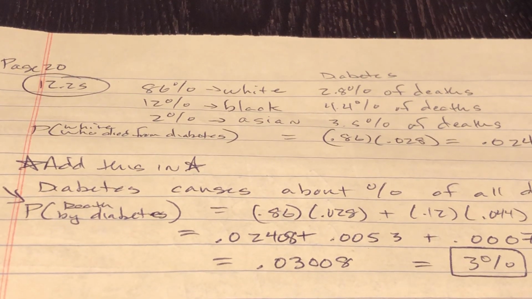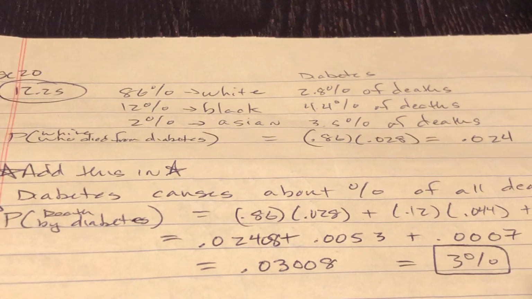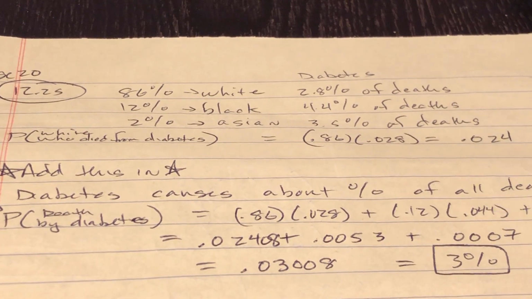1225. Of the people who died, just all about death here. All the people who died in the United States in recent years, 86% were white, 12% were black, 2% were Asian. This ignores a small number of deaths among other races. I'm sure the Hispanic population is being put into the white category there. Diabetes caused 2.8% of deaths among whites, 4.4% among blacks, and 3.5% among Asians. The probability that a randomly chosen death is a white who died of diabetes.